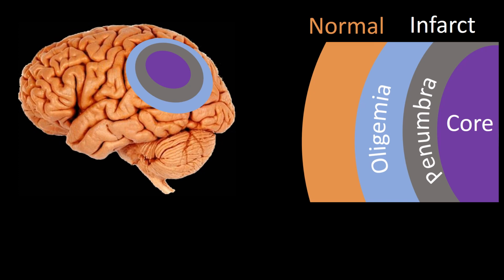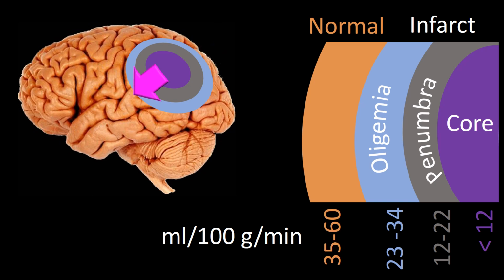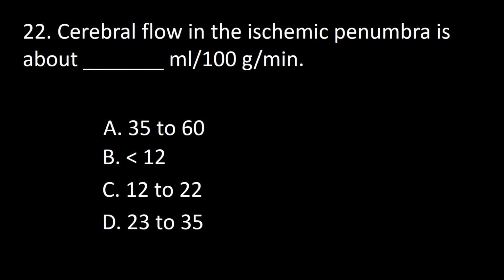The ischemic penumbra denotes the part of an acute ischemic stroke that is at risk of progressing to infarction, but still salvageable if reperfused. The penumbra is surrounded by an area of oligemia. The area surrounding the penumbra is considered not at immediate risk for infarction. There is a correlation between the different pathological areas and cerebral blood flow. At the core of the infarct, cerebral perfusion is very compromised, usually less than 12 ml per 100 gram per minute. In the penumbra, cerebral blood flow is about 12 to 22 millimeters per 100 gram of tissue per minute. Blood flow around the penumbra is about 23 to 34. Surrounding this area is normal brain. So the answer to this question is C.